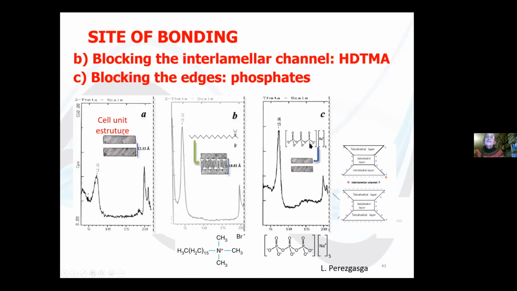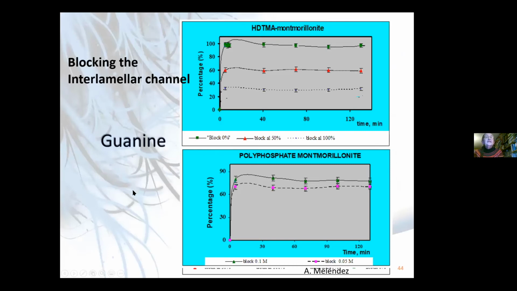So at this pH the edges are positive. So here is the binding of polyphosphates. Since we don't interfere with the distance between the cells, the interlamellar channel angle is still the same. So these are the results with blocking these channels.